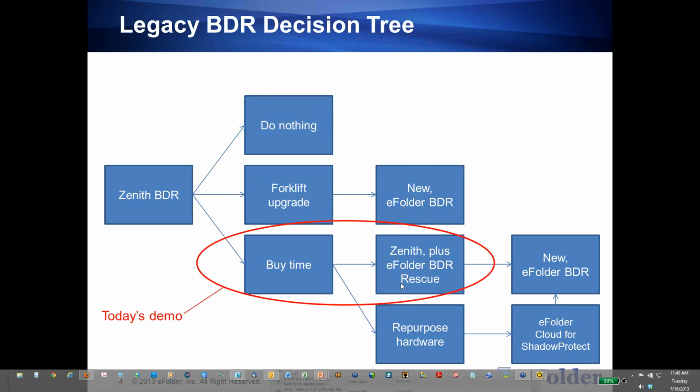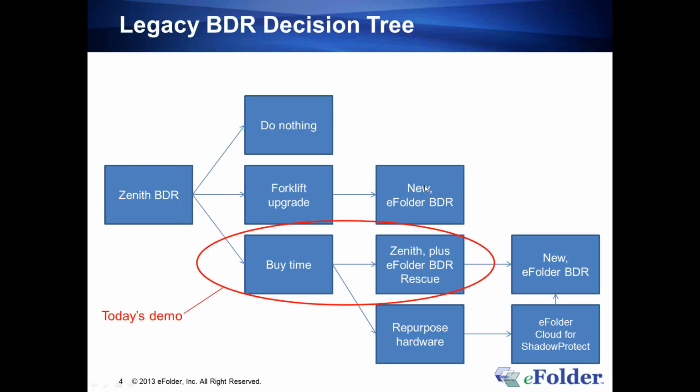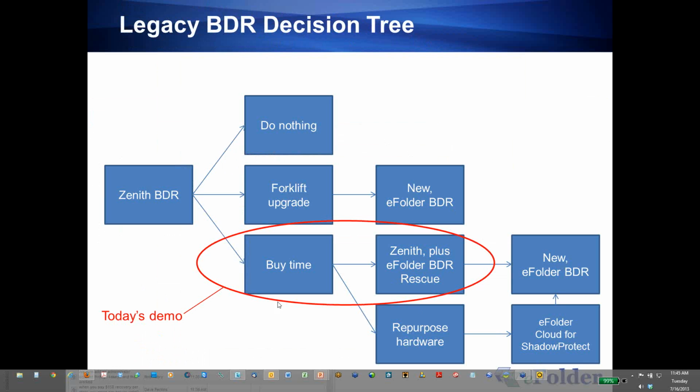And then we've reviewed that the BDR Rescue Program is going to be 15 cents a gig. And then if you want to repurpose that hardware, you would go to eFolder Cloud for ShadowProtect, or if you put in just a net new BDR appliance, we just reviewed the way the costs work there. So I did want to go back.